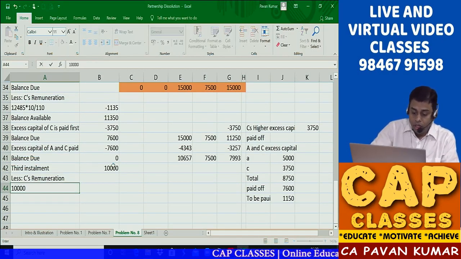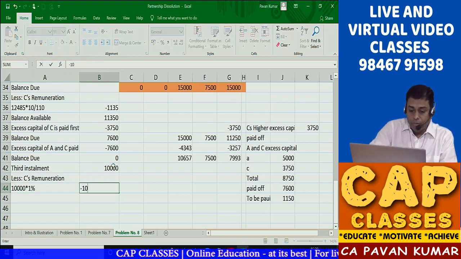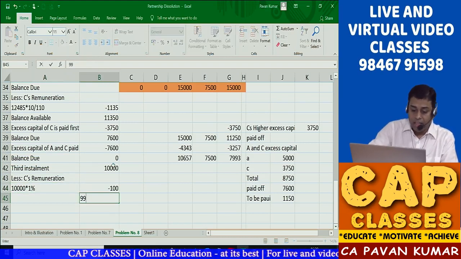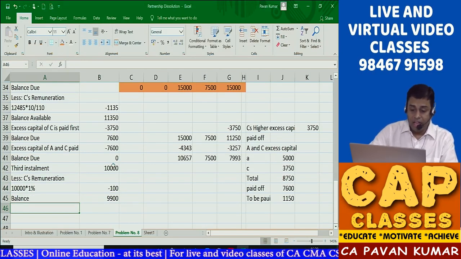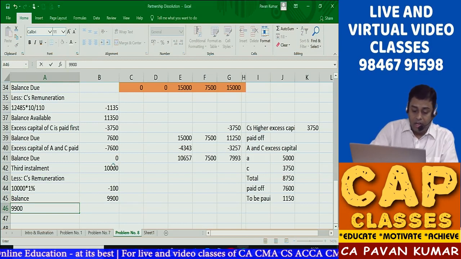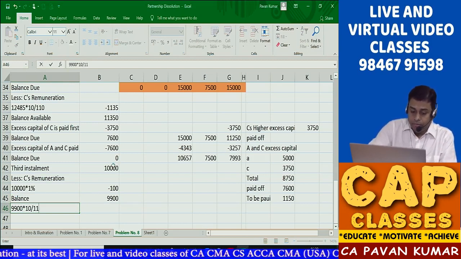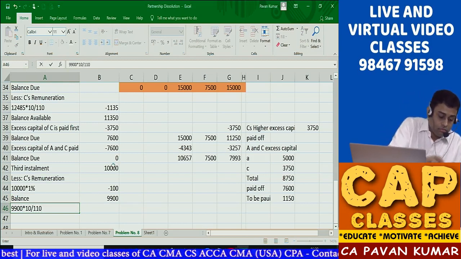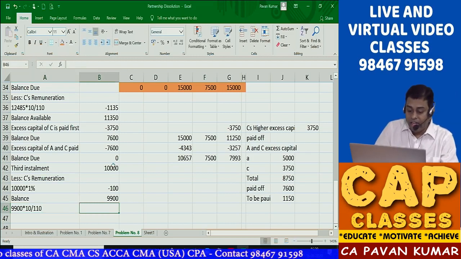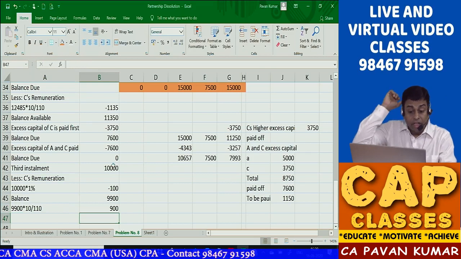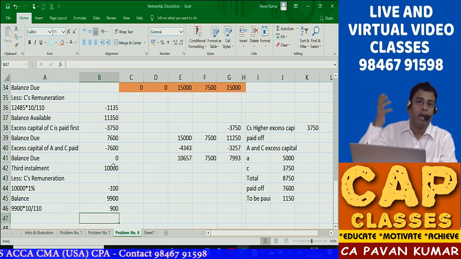10,000 into 1%. This is for asset realization. 100 rupees you need to pay. So 9,900 is the balance. Out of this, 9,900 into 10 by 110. What is this? 900. This is the second remuneration for distribution of money to partners.